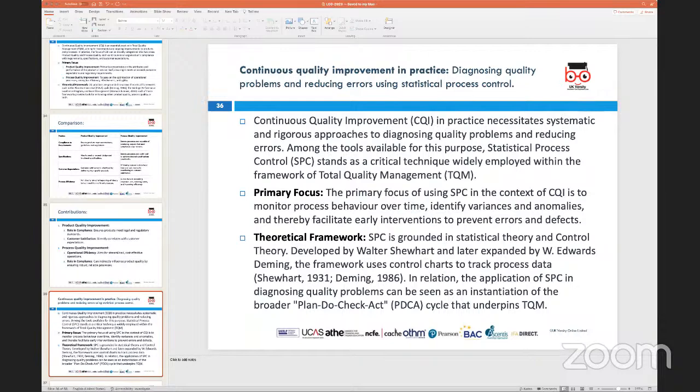And that would allow them to then get a number which would then predict what is called, say, for example, defects that they are going to get in the number of Ferraris being produced. So when we talk about diagnosing quality problems and reducing errors using numbers, then we are going to use the process called SPC, which is statistical process control.